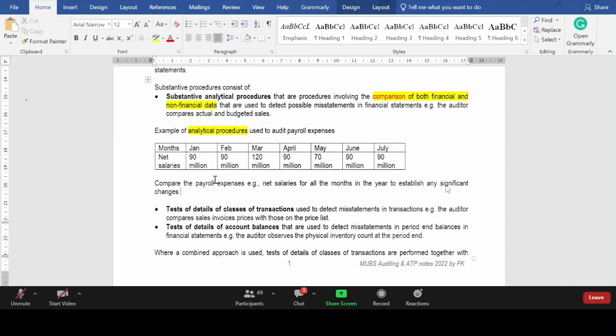Now you tell us the assertion you are testing. In topic 3, they taught you assertions. Which assertion you are testing here? In order to verify completeness, accuracy, basically completeness and accuracy of payroll expenses.